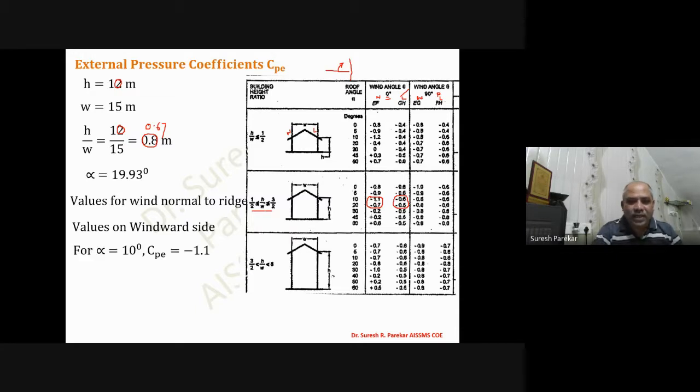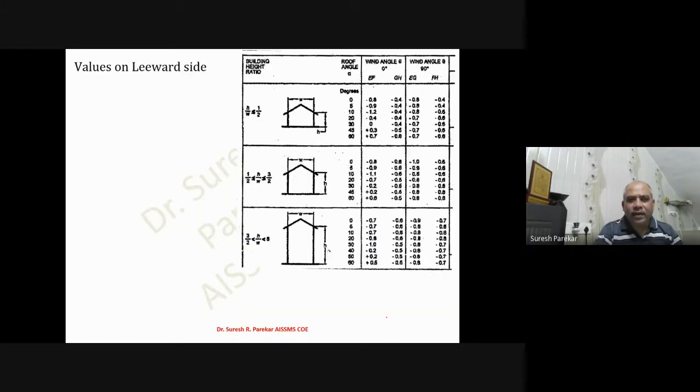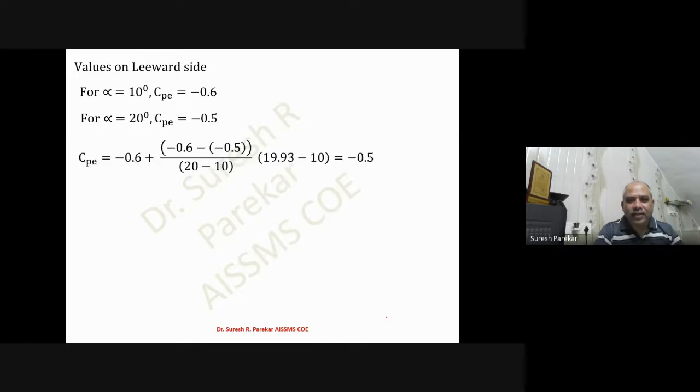Now you can see this. For alpha 10 degree, CPE is minus 1.1. For alpha 20 degree, CPE is minus 0.7. And then we have this calculation of CPE for 19.93 degrees. We have this value that is minus 0.703. Then we will calculate on leeward side. This value we have already seen. And then we have CPE for leeward side as minus 0.5.